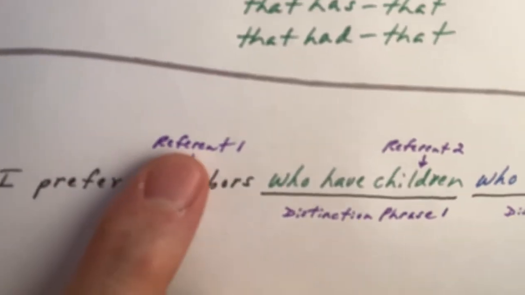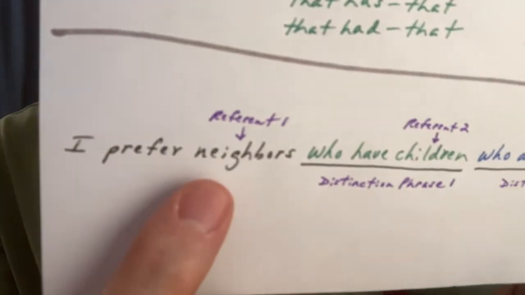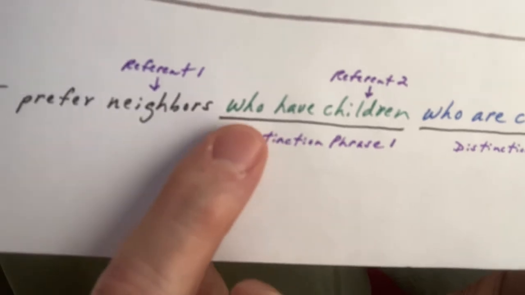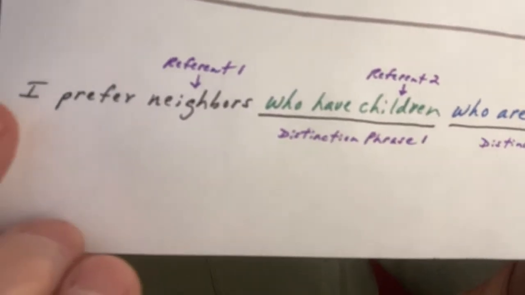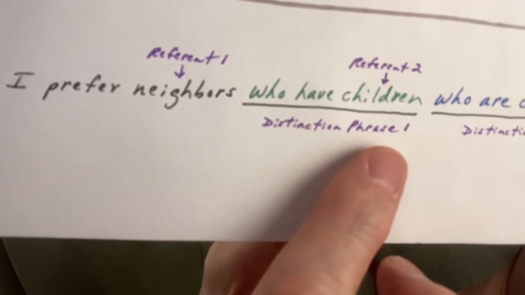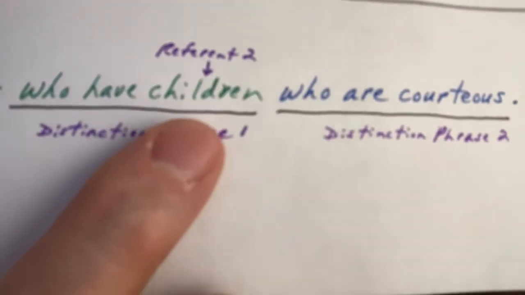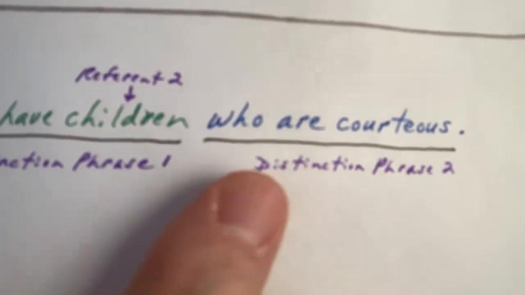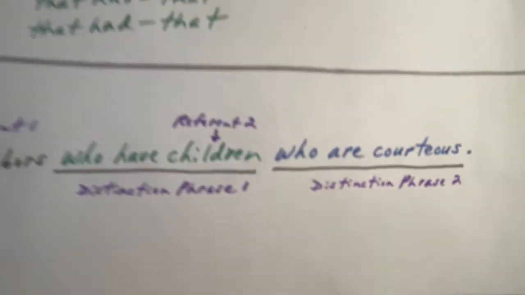Here is your referent one, neighbors. I prefer neighbors, and what do we have here? A distinction phrase. Who have children. Here's your referent number two, children. This distinction phrase makes a distinction about neighbors. Here you have referent number two. And what do you have? Children who are courteous. You have distinction phrase number two. And here's your referent number two.